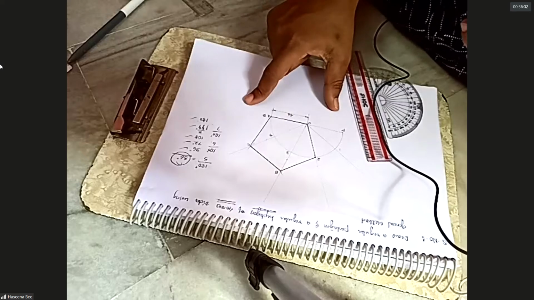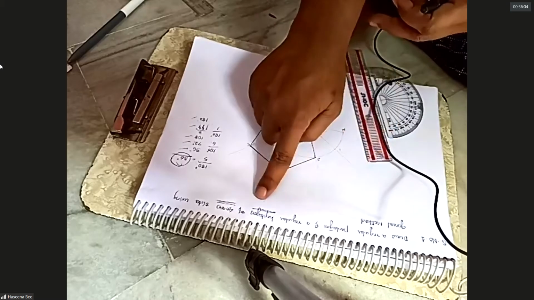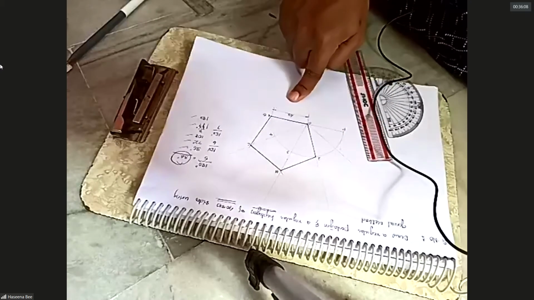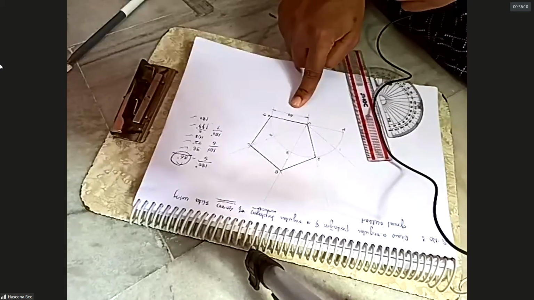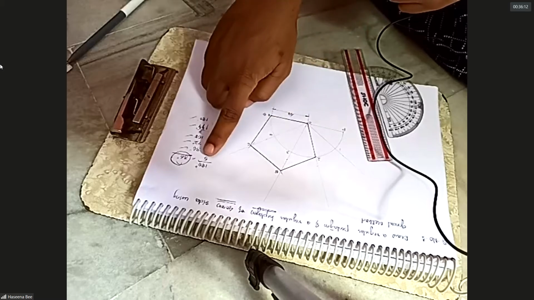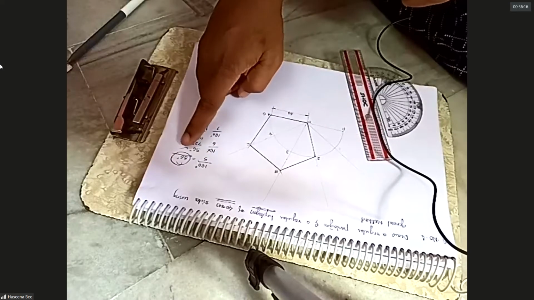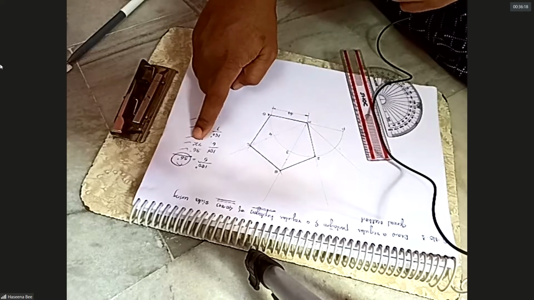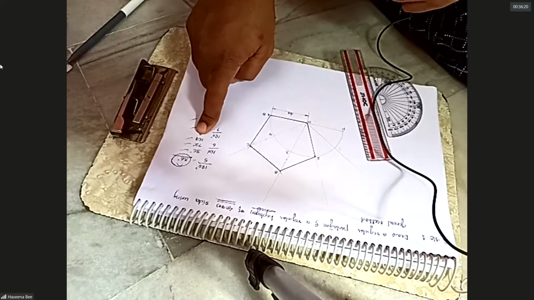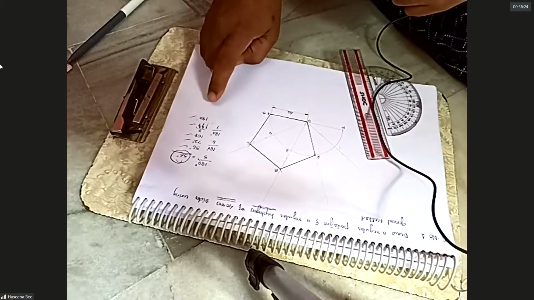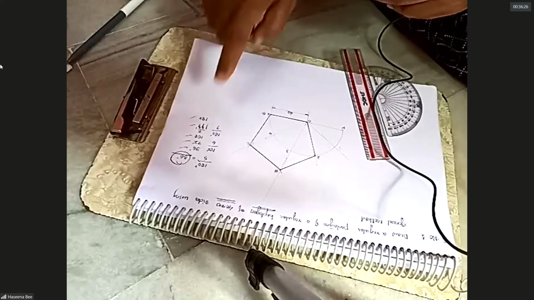This is the first general method which we use for pentagon and heptagon with 40 mm side. Here I had drawn the pentagon. For pentagon, 180 by 5, we get a 36 interval. So 36 plus 36 you will get 72. 72 plus 36 is 108. 108 plus 36 is 144. 144 plus 36 you will get 180.